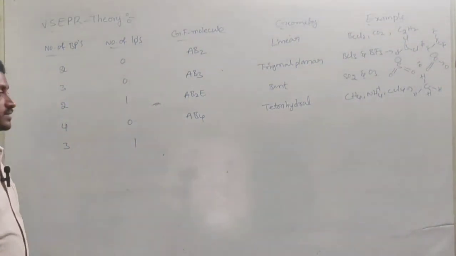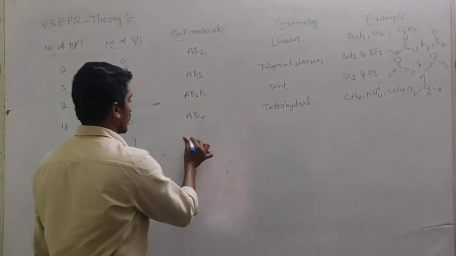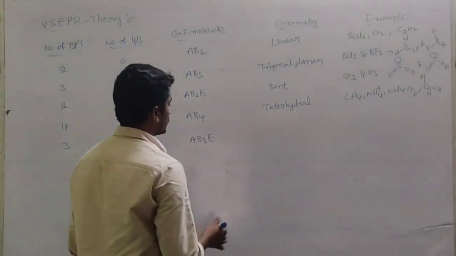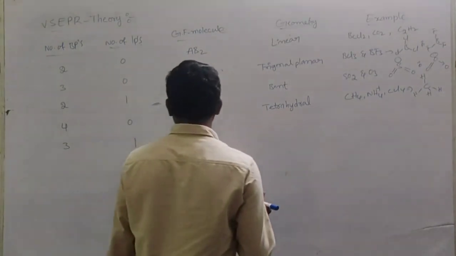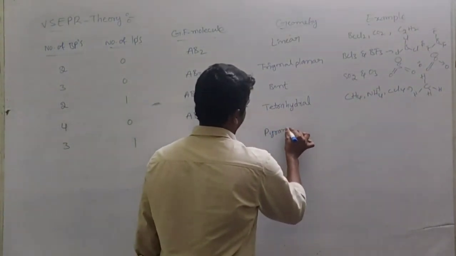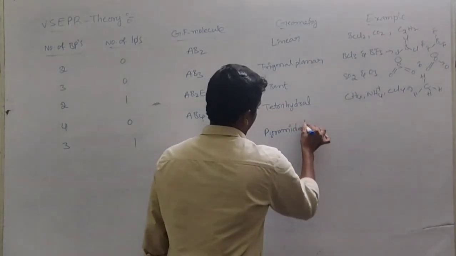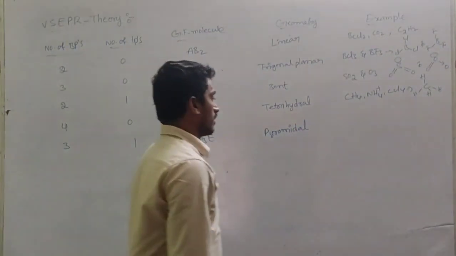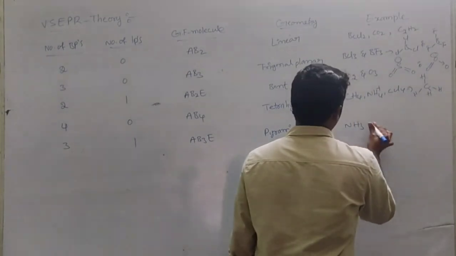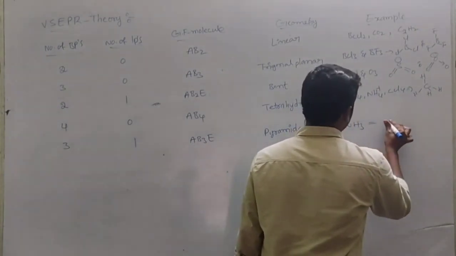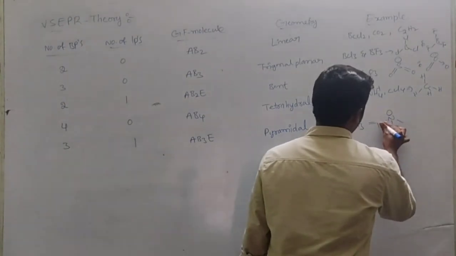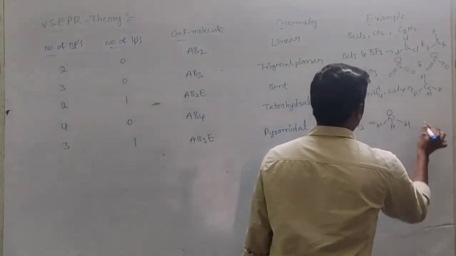So molecule has three bond pairs and one lone pair. Total 4 pairs of electrons. Its general formula AB3E. Now its geometry is pyramidal. So example for that, ammonia. So its structure is this, the pyramidal shape.